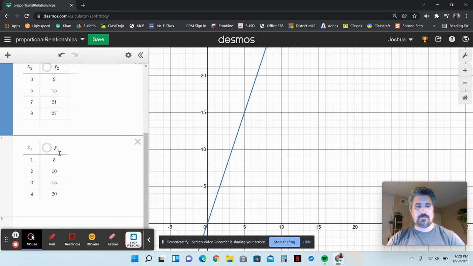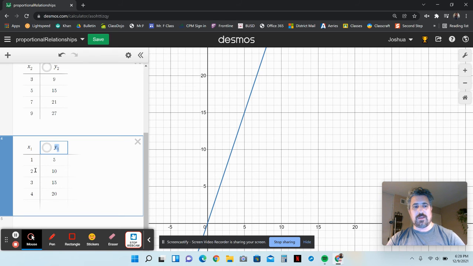Take a look at the next one. This one is a situation that is also proportional. You can see here 1 times 5 is 5, 2 times 5 is 10, 3 times 5 is 15, 4 times 5 is 20. So when you multiply the x by 5, you get the y. Hence, the equation for this one will be y equals 5x, because the ratio of y over x is always 5. 5 over 1, 5. 10 over 2, 5. 15 over 3, 5. And 20 over 4, 5.